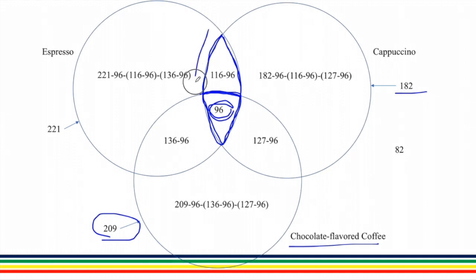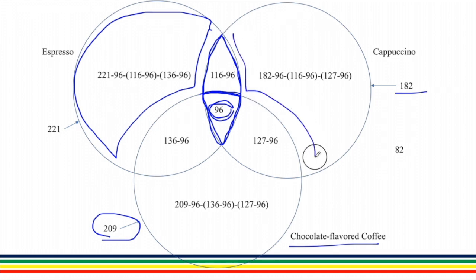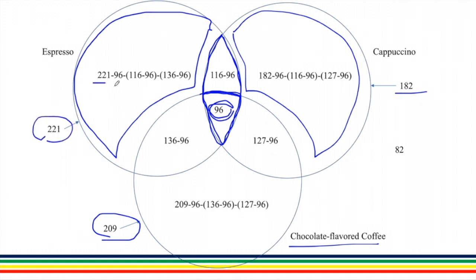So to get the number of customers that are present in these areas here, all we have to do is subtract the total number with these numbers here. So for the espresso, 221, the total number, minus the intersection, 96, minus 116 minus 96, minus 136 minus 96. And that's the total number of customers that are present in this area. And same goes with the other chocolate flavored and with the other coffee flavors. Yeah, right there.